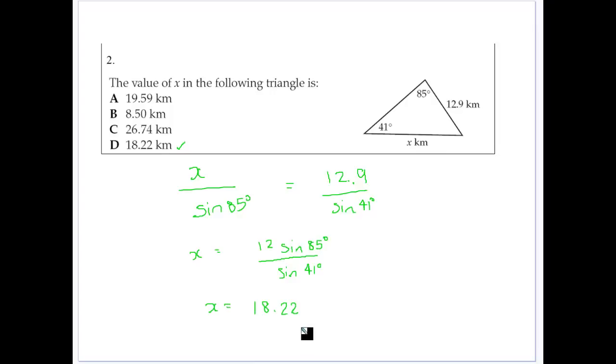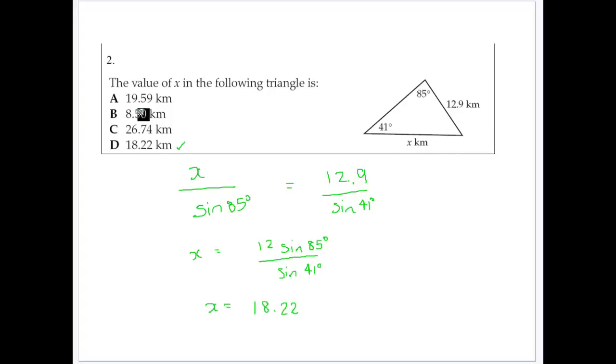Now, when we do these ones, we should think about whether the answer is reasonable, just in case we make a mistake with our calculator work or multiplying or dividing. How reasonable is 18.2? Remember that in any triangle, the largest side is opposite the largest angle, and the smallest side is opposite the smallest angle. So if 12.9 is opposite 41 degrees, then we should expect x to be greater than 12.9, because 85 is greater than 41. 18.22 comes out as greater than 12.9, which sounds reasonable.